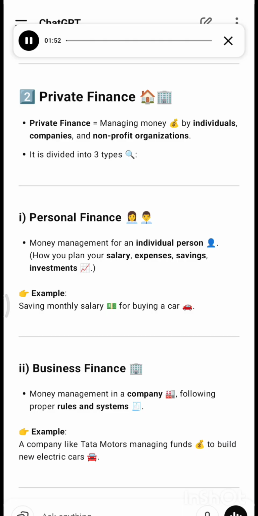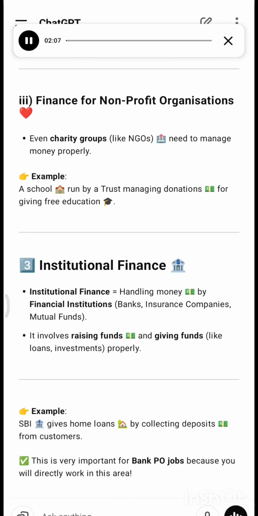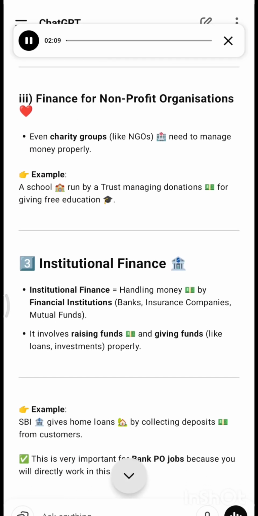Second, business finance: money management in a company, following proper rules and systems. Example: a company like Tata Motors managing funds to build new electric cars. Third, finance for nonprofit organizations. Even charity groups, like NGOs, need to manage money properly. Example: a school run by a trust managing donations for giving free education.